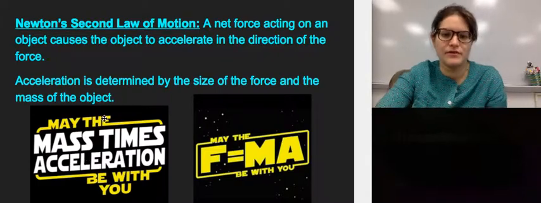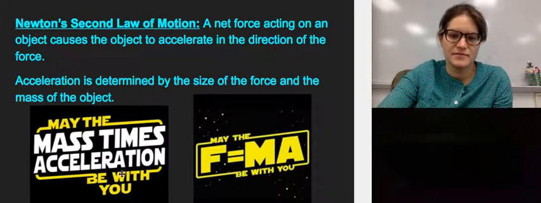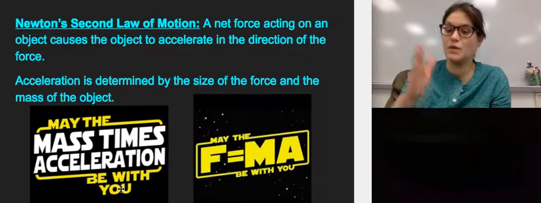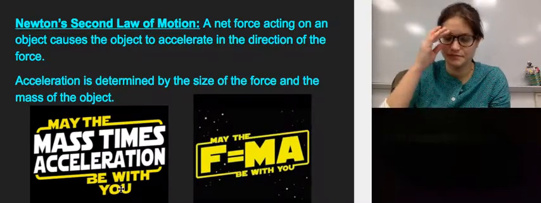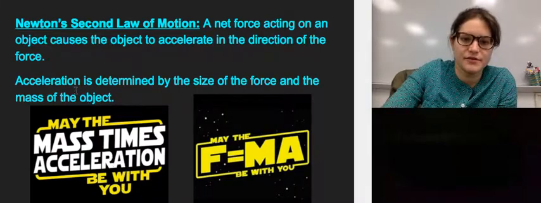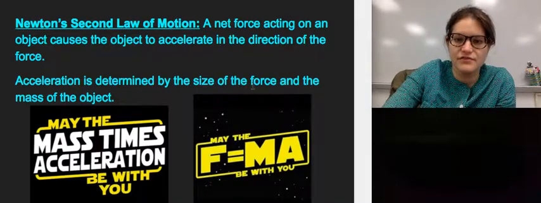And the way we can remember this is, may the mass times acceleration be with you. Force equals mass times acceleration. Okay, so acceleration is determined by the size of the force and by the mass of the object.